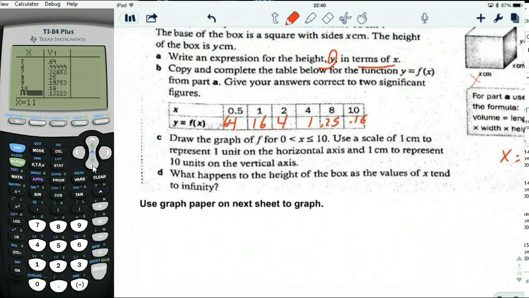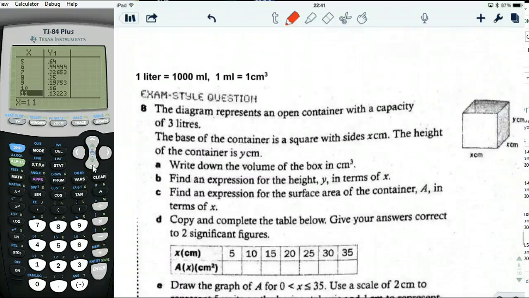All right. Draw the graph of f for x between 0 and 10. You notice it has x is greater than 0, not x is greater than or equal to 0, because 0 is an asymptote, right? Use a scale of 1 centimeter to represent 1 unit on the horizontal axis, 1 centimeter to represent 10 units on the vertical axis. So 1 square on the horizontal axis is 1, 1 square on the vertical axis is 10. Okay, so let's use the graph paper here.